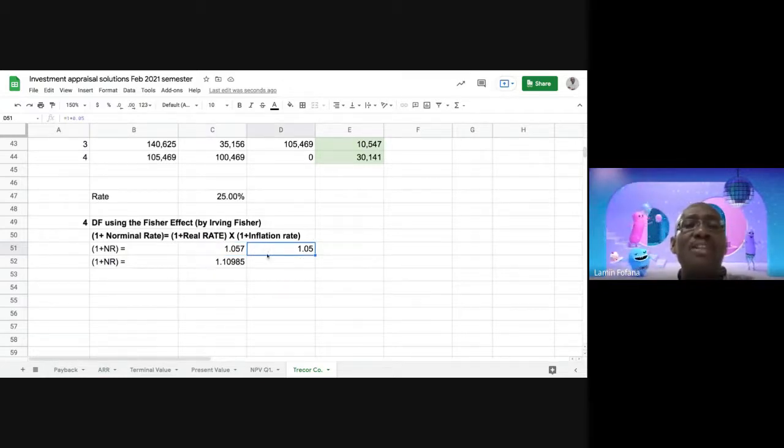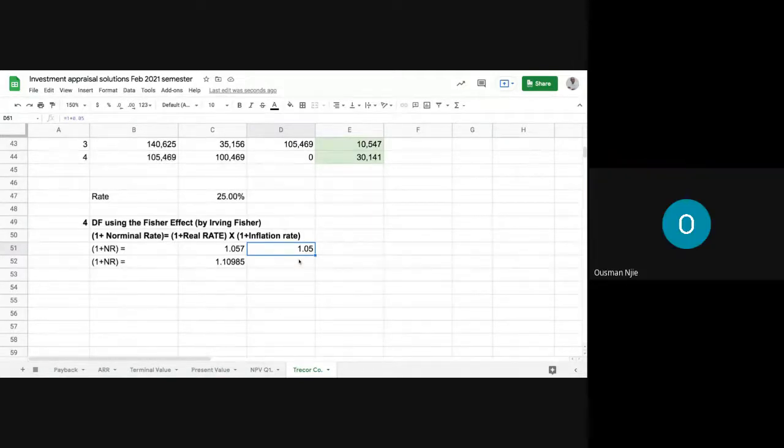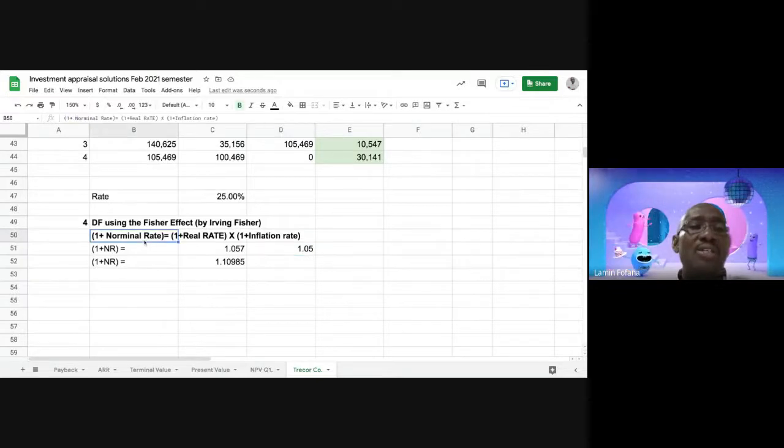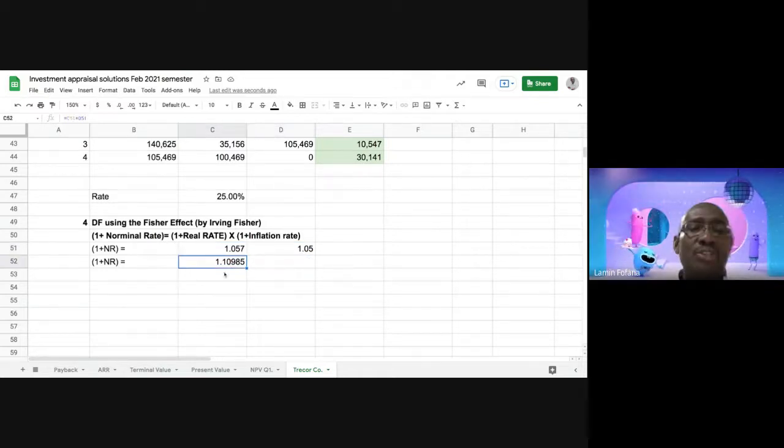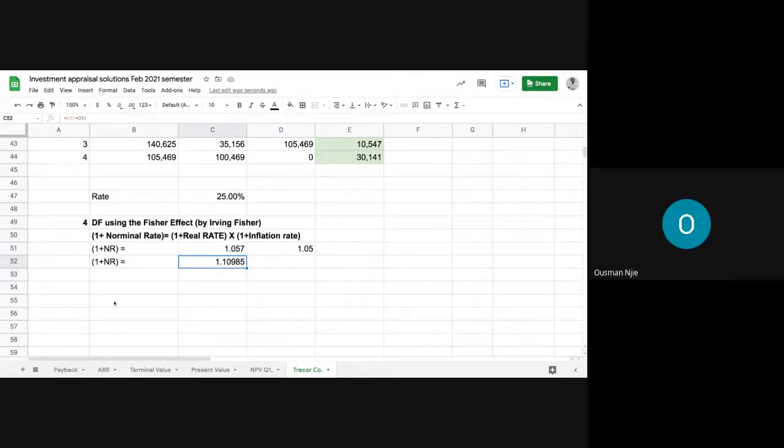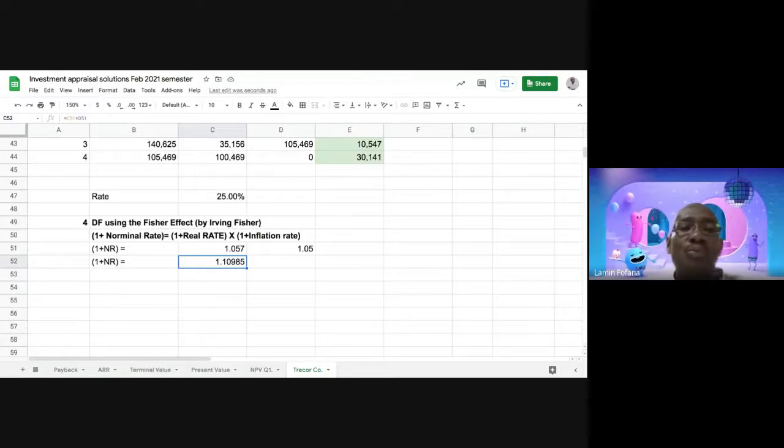Multiplied by 1 plus inflation rate. Our inflation rate in the question is 5%. So 1 plus 0.05 will be 1.05, isn't it? Okay. So now according to our formula, 1 plus nominal rate is equal to 1 plus real rate, which is this, multiplied by 1 plus inflation rate. If you multiply the two, it gives you 1.10985. Is that clear?